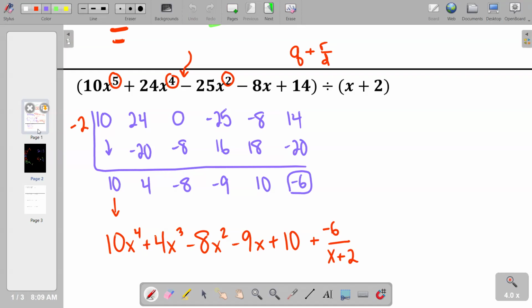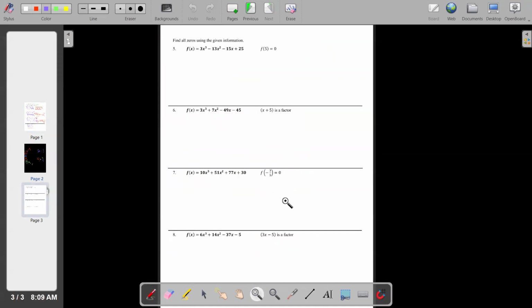Any questions on page 1? So to be clear, again, we are not solving anything. We're never going to use the word solve on page 1. Right? We are dividing. That's all we're doing. This page, we are solving.